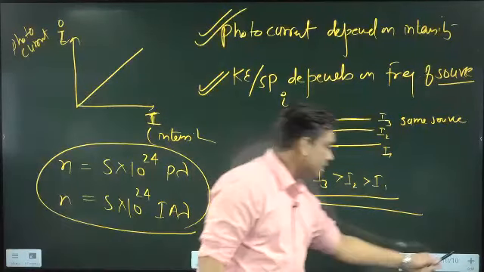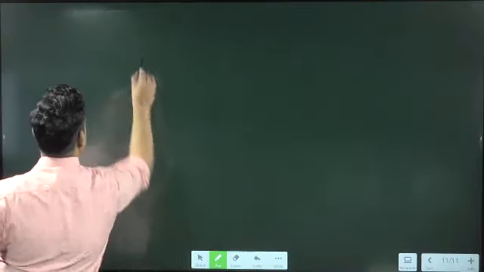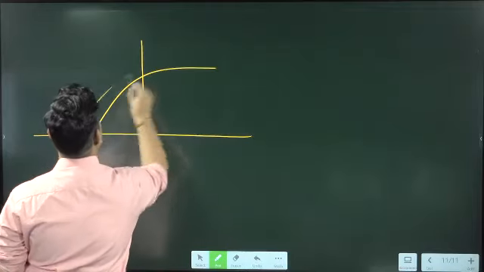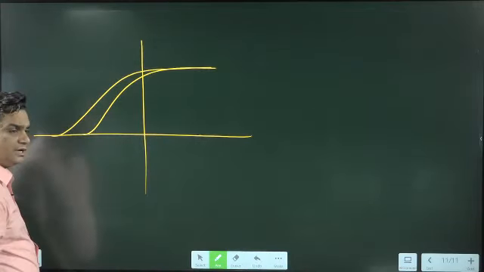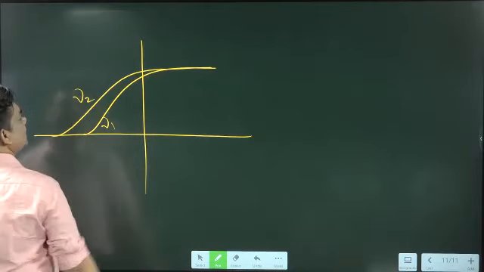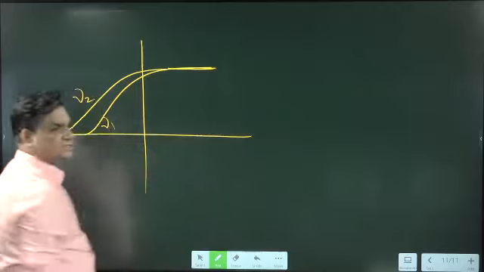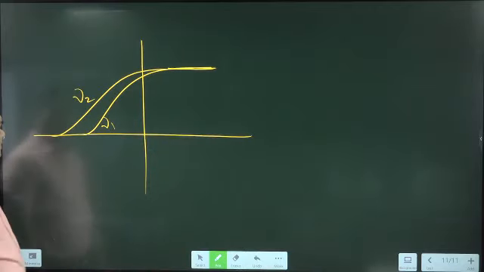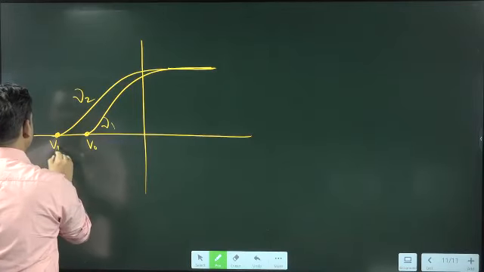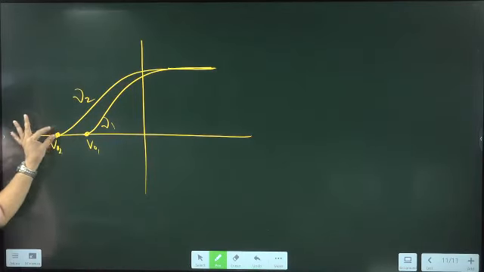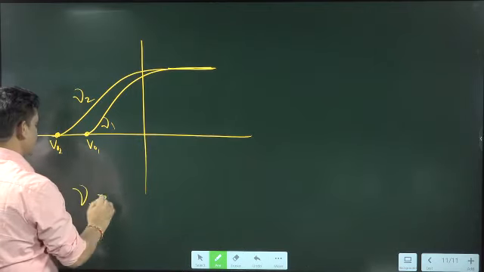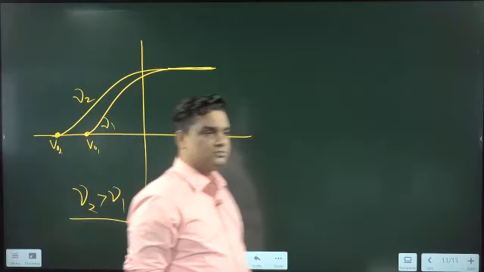Next graph we can have here like this, keeping intensity same, means three sources at some different distance, or taking two here. Now we can say this is the new one frequency, this is the new two, and here intensity I have kept same. Now in this one, this is having V01 and this is having V02. Which stopping potential is more? Ultimately, this one is more, so you can say here new two is more than new one. Clear?